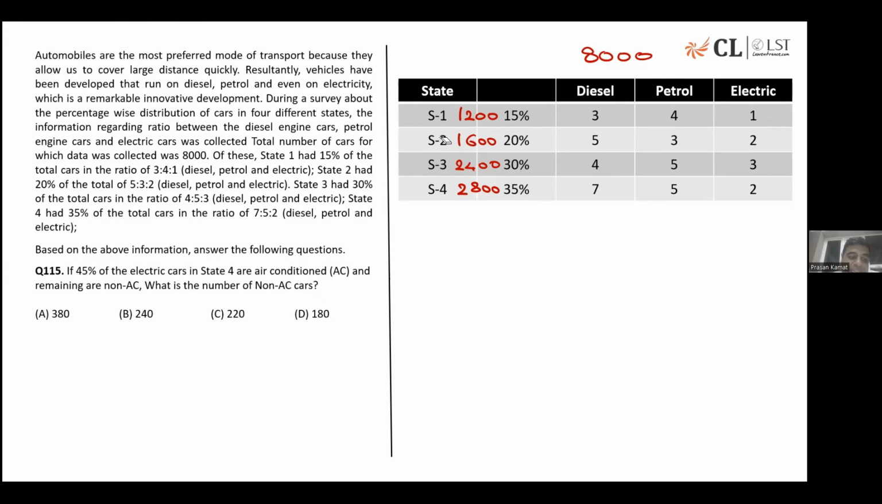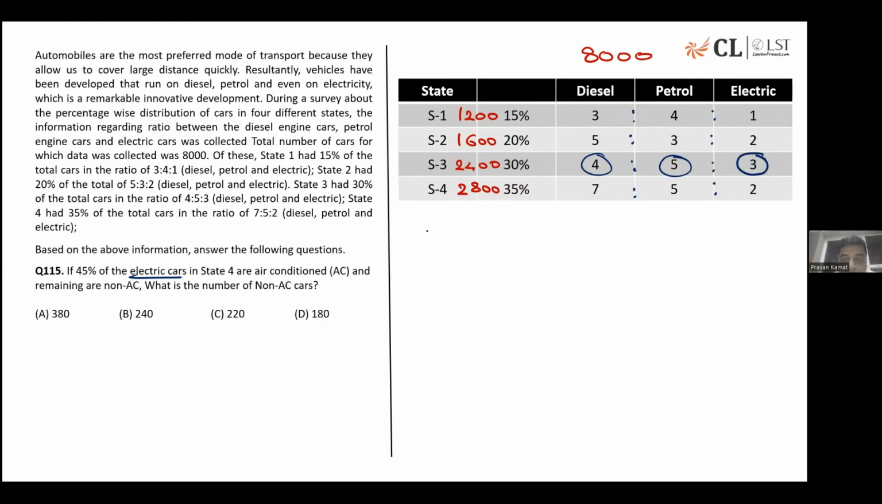This 1,200 for state 1, the breakup was given to me in terms of diesel, petrol, electric is 3:4:1. So these are ratios, okay? These are the ratios of the distribution of diesel, petrol, electric for each of the states. Okay, let's start with the questions. If 45% of the electric cars in state 4 are air conditioned and the remaining are non-AC, which is 55%, what is the number of non-AC cars?